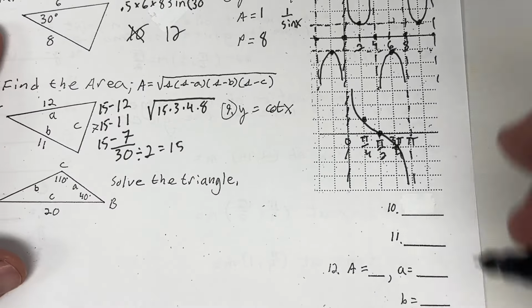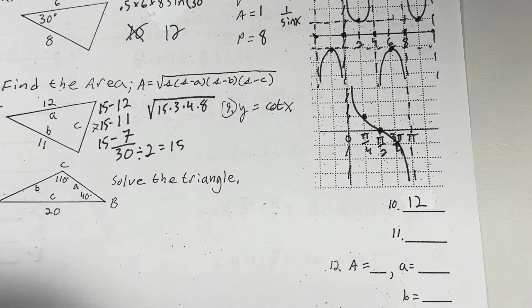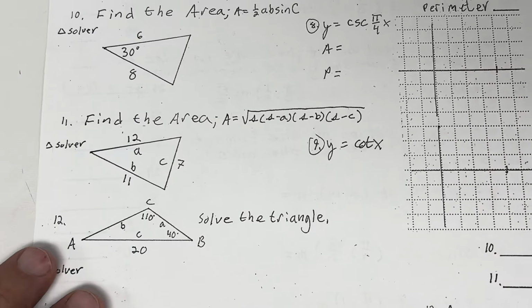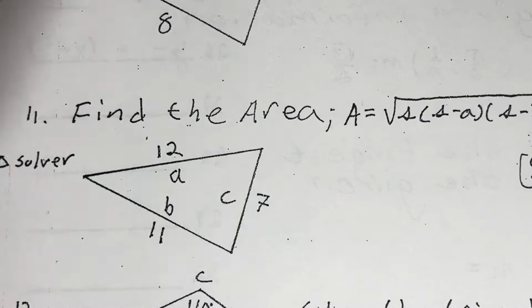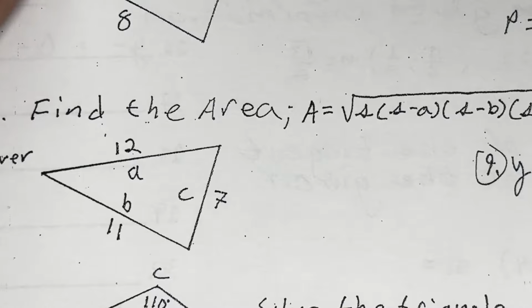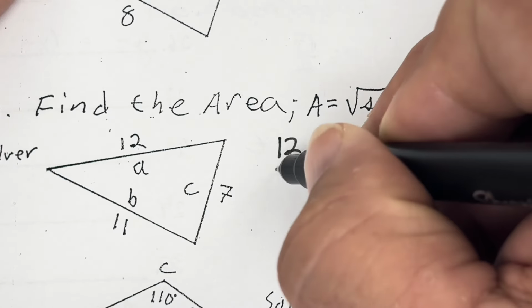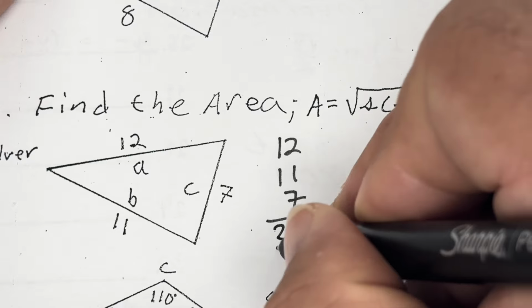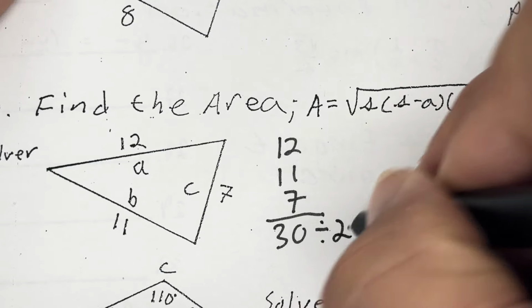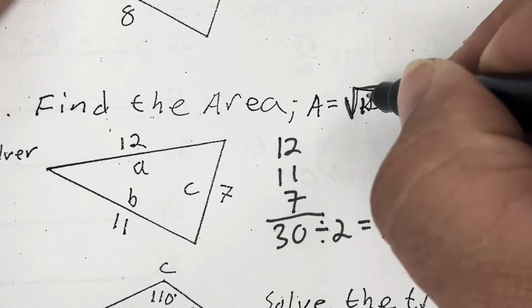For number 11, we're going to use the formula. You could also use triangle solver. Be careful, you have to label it up correctly though with the lowercase letters. So our area, we need to find a perimeter or a half perimeter. So the perimeter is going to be 12 plus 11 plus 7, and that'll add up to 30. And S is a half perimeter, so we cut 30 in half, and that equals 15. In our radical, we're going to put 15 here for S.